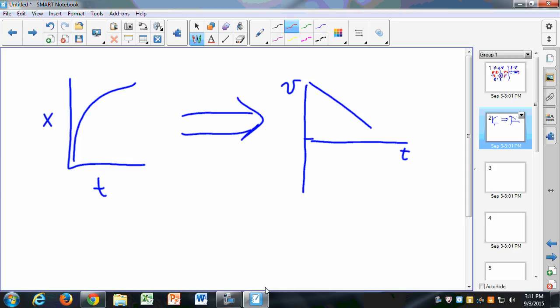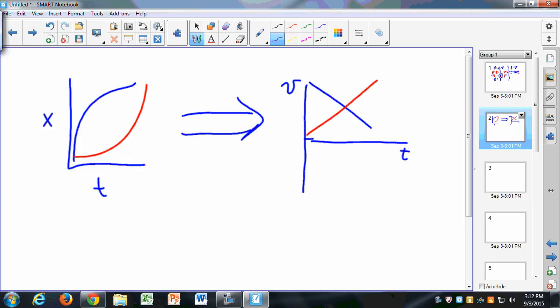Now what if I had a different line? Say it looked like this. That starts out with a positive velocity, right? Because it has a positive slope. But in this case, it's not big, it's really small. It's basically 0 here. And then it gets big in the positive direction.